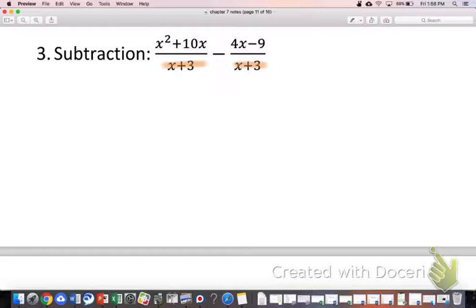This one does too. So whenever you subtract, the rules are the same. You leave the denominator the same. Please write this one out with me here if you haven't already. So we're going to leave the denominator as x plus 3. Here is where this one's different. Obviously, you know there's a difference between addition and subtraction.